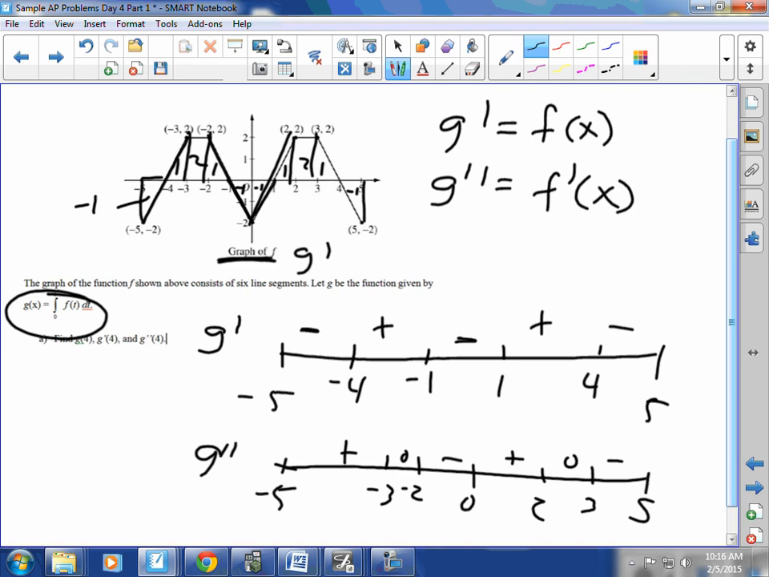Now it's off to the races. Find g of 4. Let's see here. G of 4 would be the integral from 0 to 4 of function f. I'm just adding these areas together. -1, +1, +2, and 1 gives me a total area of 3.